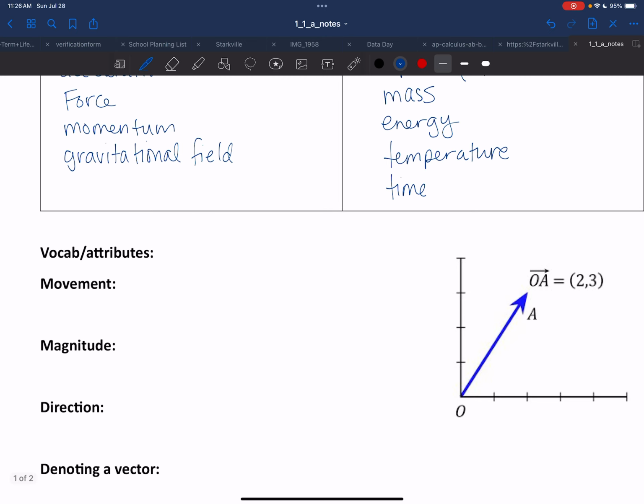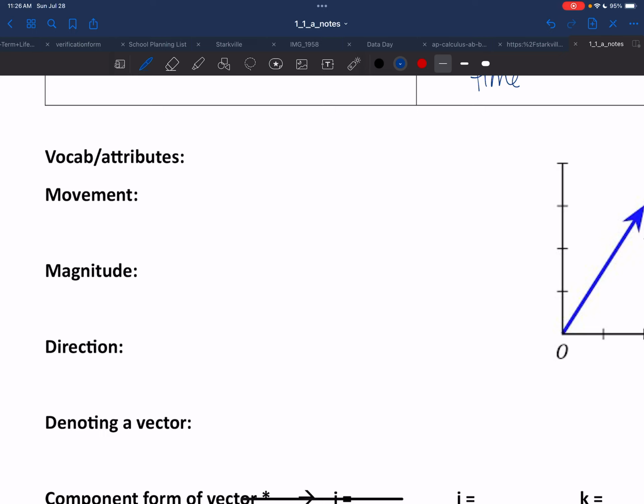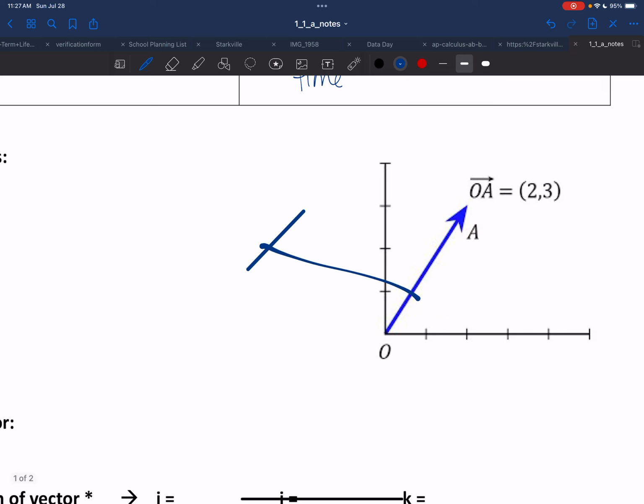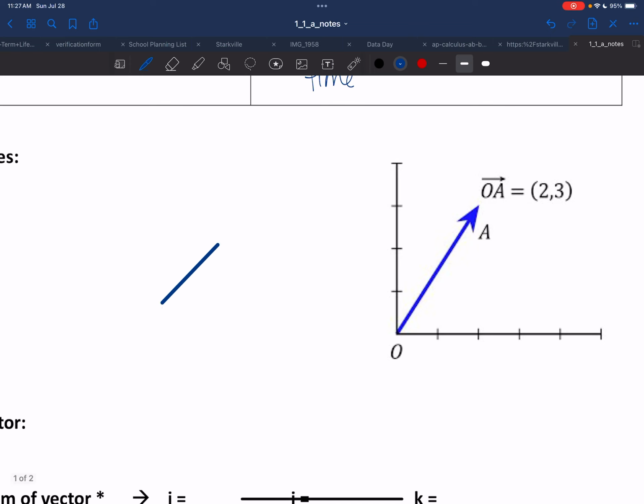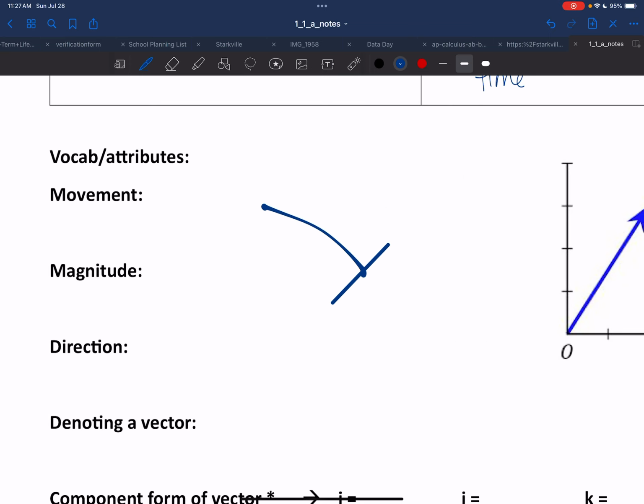So one thing that we need to understand is with a vector, it can have movement. So let's say I draw a vector right here. Okay, I can take that vector if I want and I can move it. I can take this vector and I can move it anywhere I want to on a coordinate plane. It could be here, it could be here, it could be there, it could be here. So I can move it anywhere I want, but it has to stay that same magnitude and that same direction. So I can't change those.